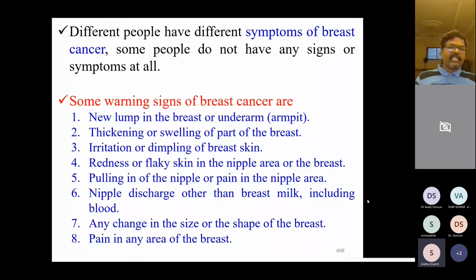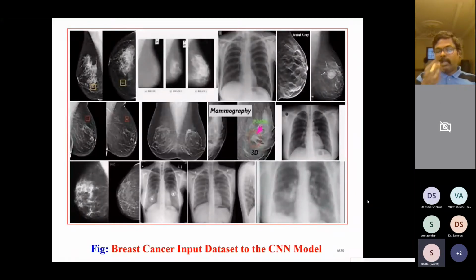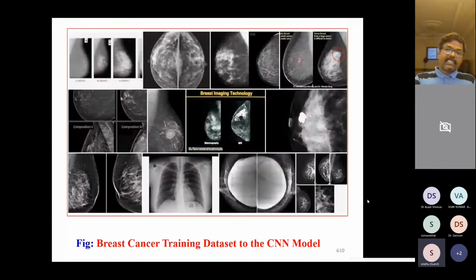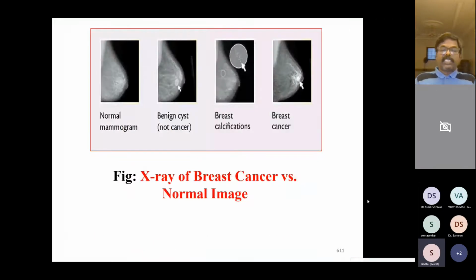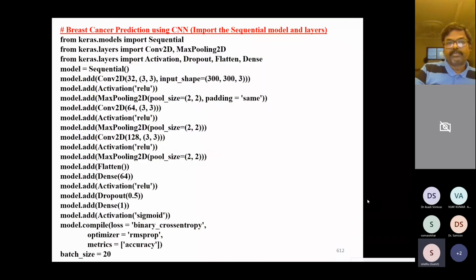I have collected various chest X-ray images, and I have applied a training data set. This is the training data set. This is testing, and finally it is detected whether it is a breast cancer infected image or not. This is the code, and I have executed.